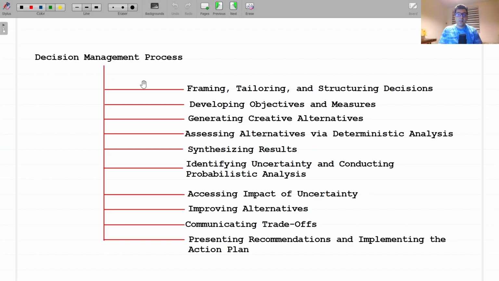This includes such details as the time frame allotted for the decisions, an explicit list of stakeholders, a discussion regarding available resources, and expectations regarding the type of action to be taken as a result of the decision at hand. It may also include decisions anticipated in the future. Developing objectives and measures.